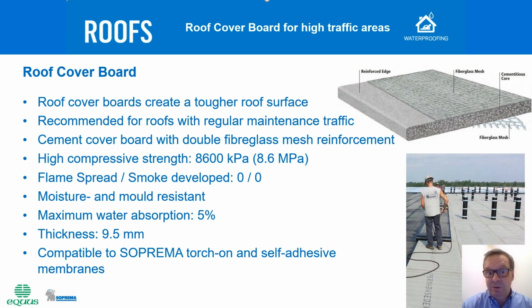If a designer wants to increase the compressive resistance of that roof concept, then this can be easily done by adding what we call a roof cover board. The roof cover board goes on top of the thermal insulation before the waterproofing is installed. This roof cover board will make the roof surface much more resistant to foot traffic, and it will also increase the fire resistance of the whole buildup.